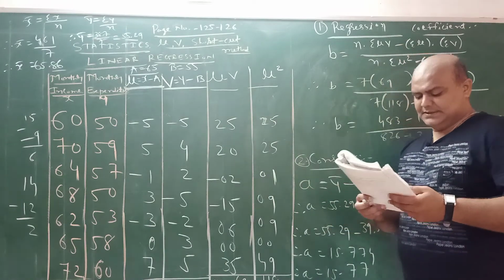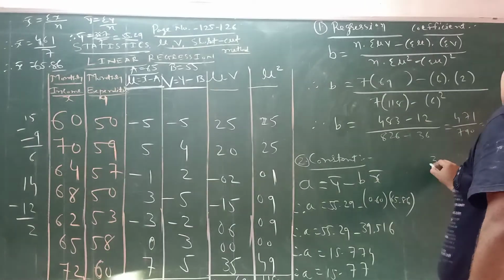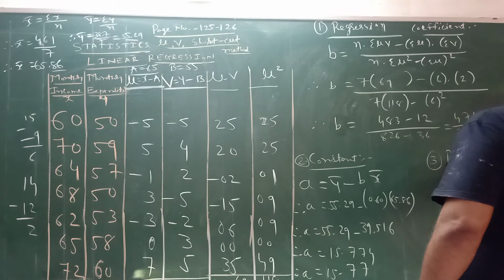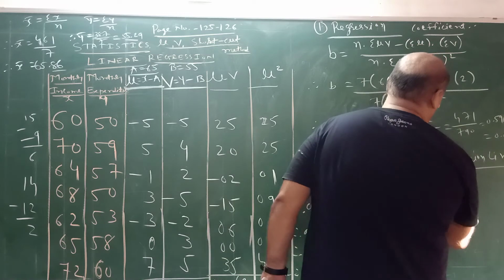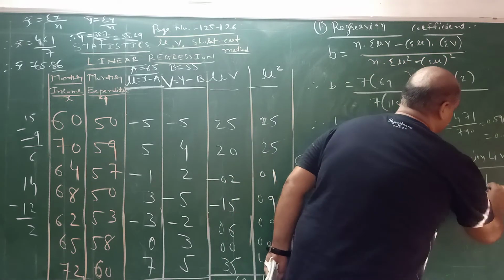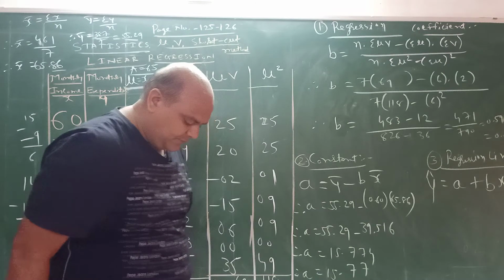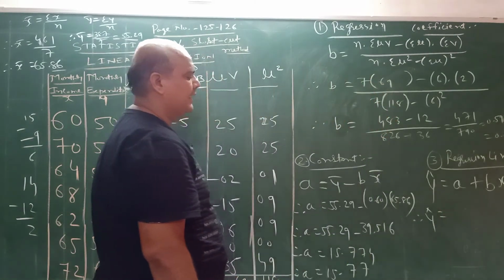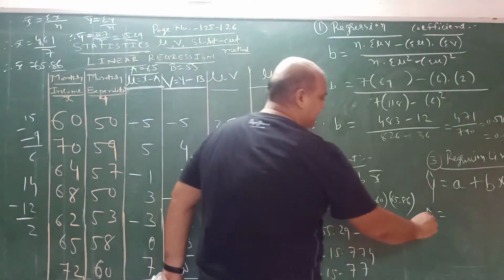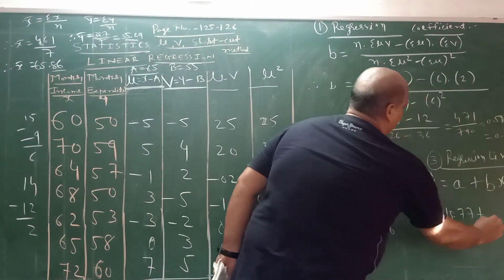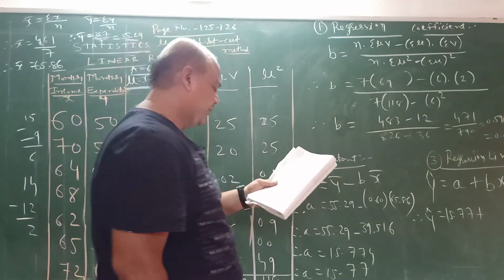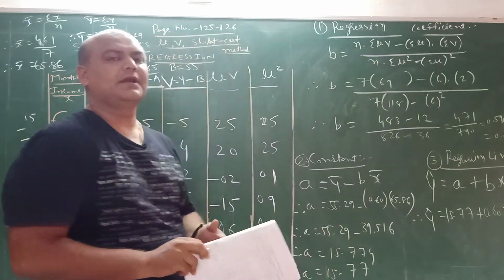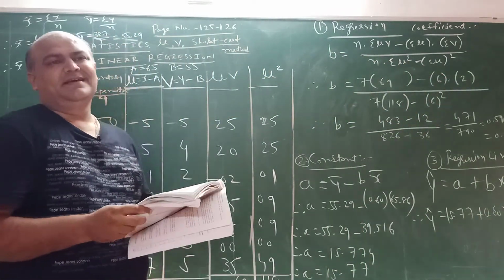Our third step is the regression line, that is y cap. Y cap is equal to A plus bx. We have to put the values. Y cap is equal to, the answer of A is 15.77, plus the answer of B is 0.60 x. This is called the regression line, y cap equals A plus bx.